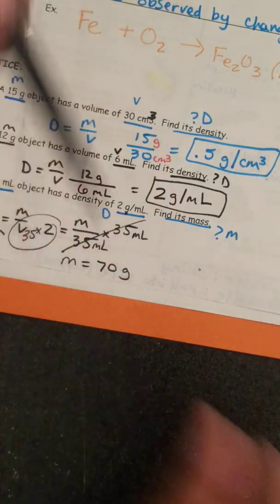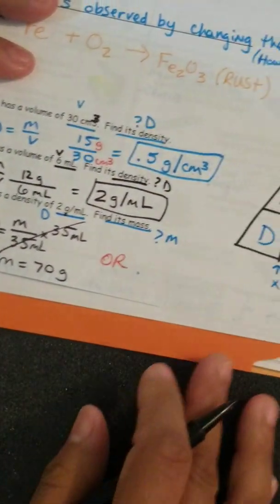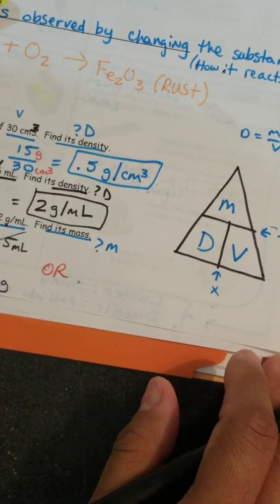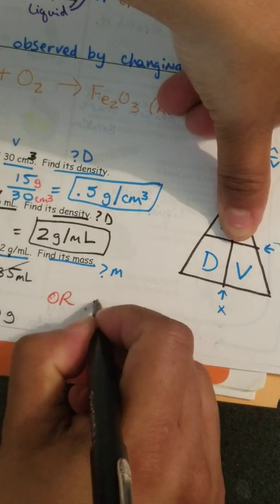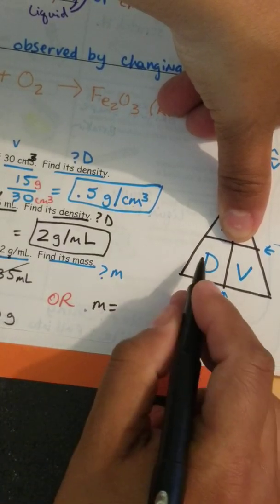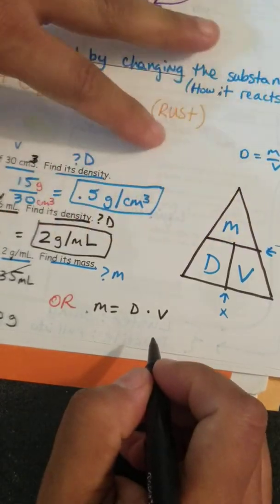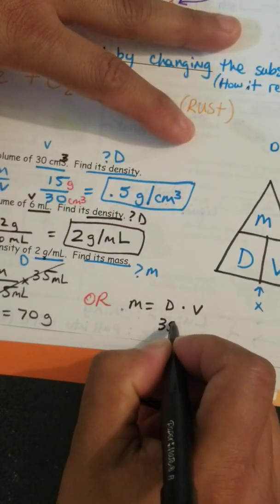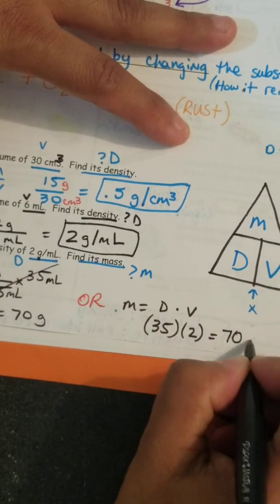Or my shortcut way, which you might have already been taught. I'm looking for mass, so I'll cover up mass. Mass equals D times V. Density is 35, volume is 2, equals 70 grams.